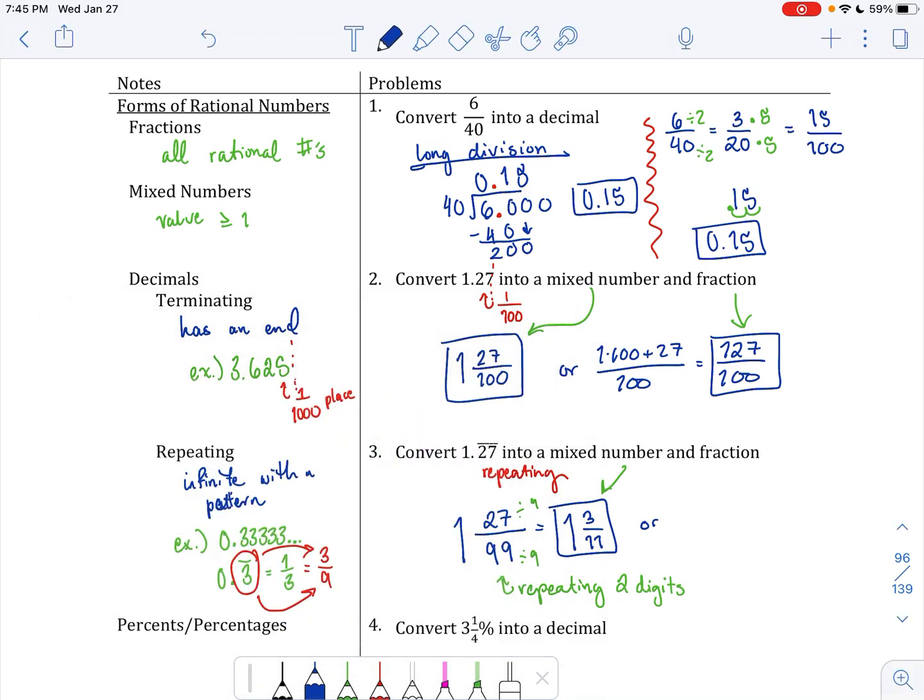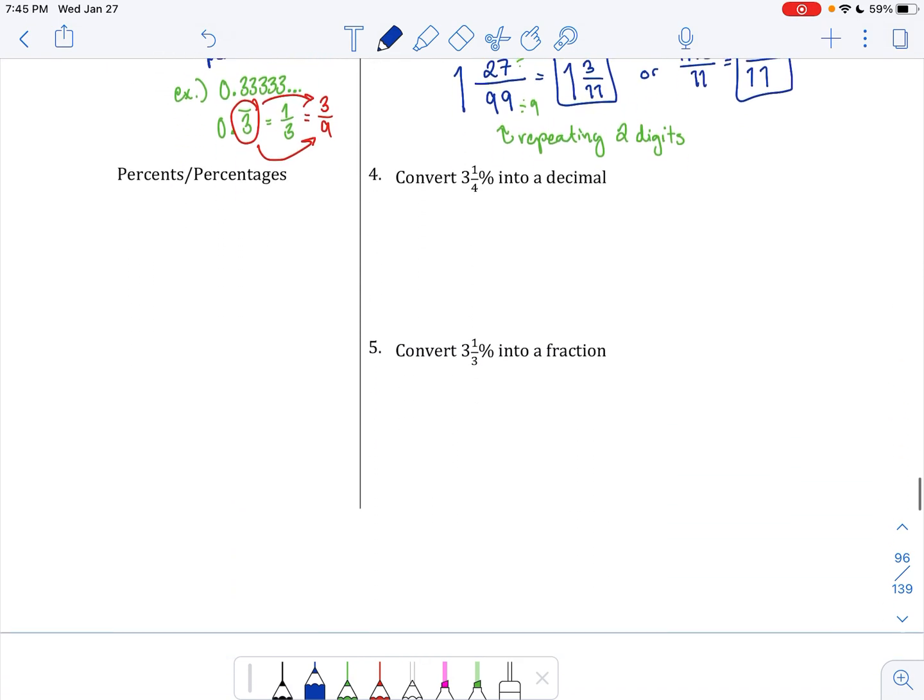And then as a fraction, we have 1 times 11 plus 3 over 11, which is 14/11 as a fraction. So the repeating one is generally the one that's new to students.